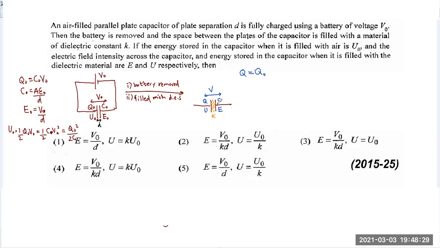Because charge can't just suddenly appear and disappear. They need to flow in a circuit. So once you disconnect the capacitor from the circuit, there is no way the charges can flow. Therefore, charge will remain constant. Okay, that is one thing you have to understand, because the circuit is incomplete for the flow of electrons.